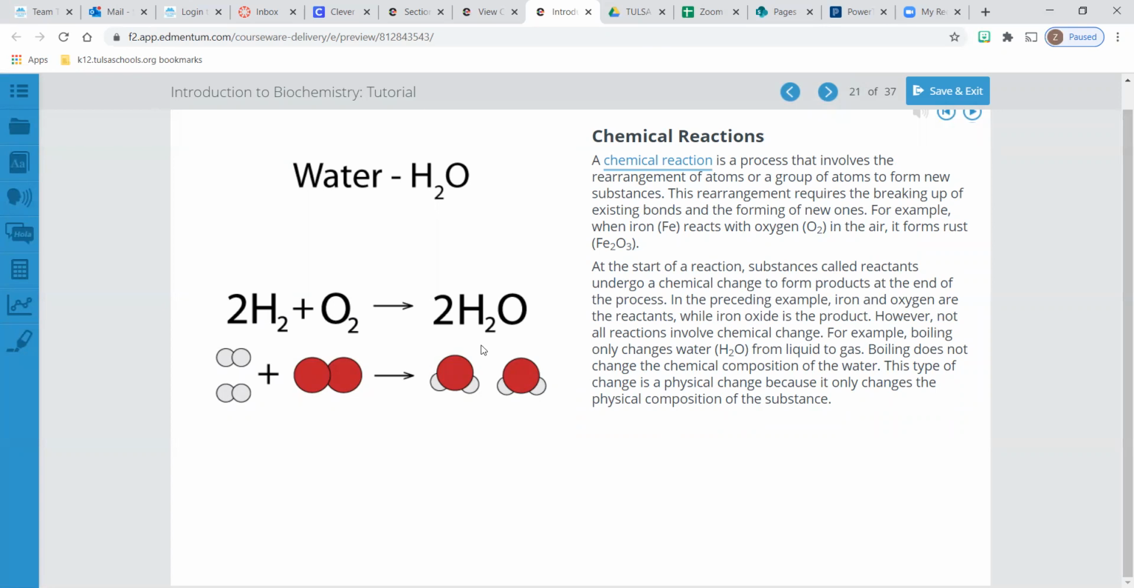Not all reactions involve chemical change, though. An example of that: boiling only changes water, H2O, from liquid to gas. So boiling does not change the chemical composition of water. Water is still water. It just changes the state of matter. And this change is a physical change.